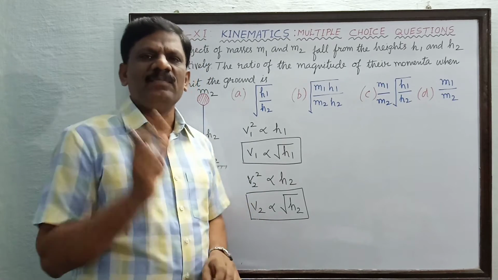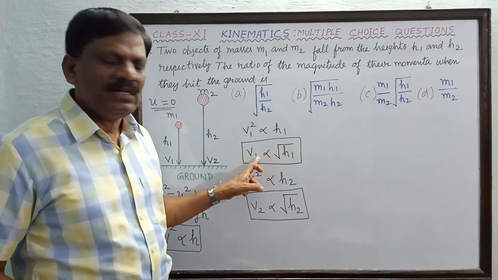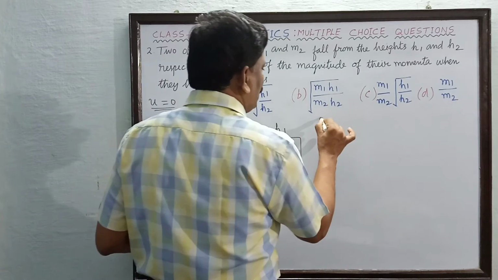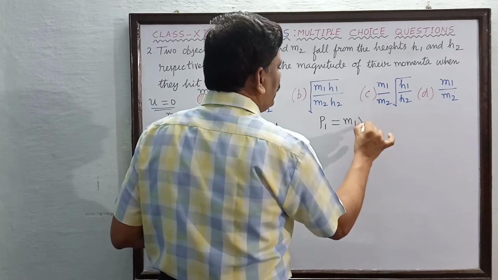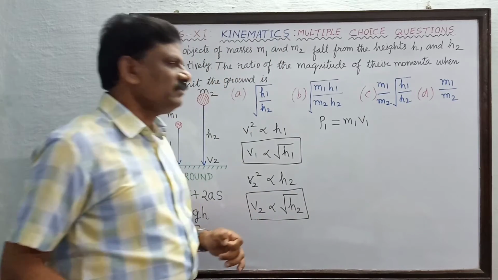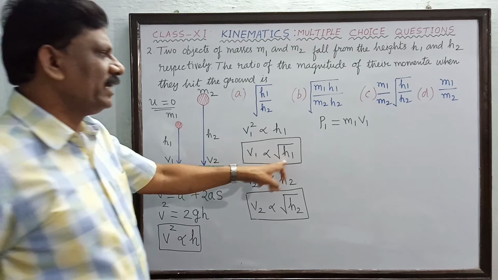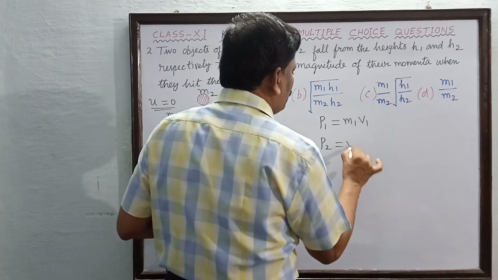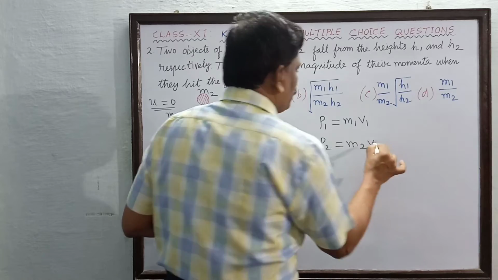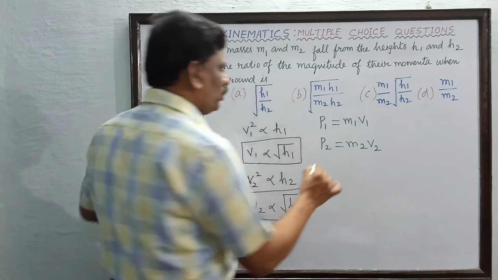If the mass of the first body is m1, and the final velocity when it hits the ground is v1, so the momentum of the first body is equal to what? m1 into v1, so p1 is proportional to m1 into square root of h1. Now, p2 is equal to m2 into v2. So, v2 is proportional to root of h2.